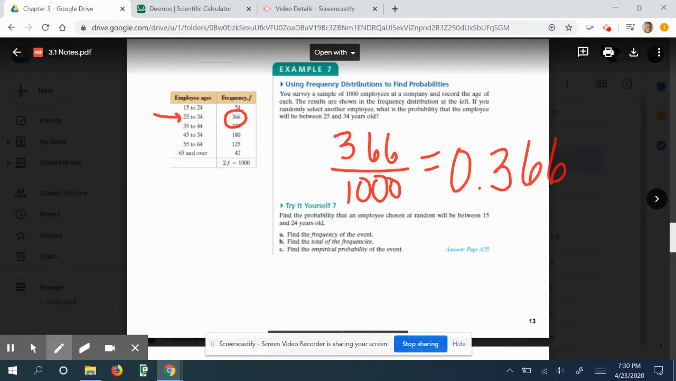All right, now in the try it yourself problem, it says find the probability that an employee chosen at random will be between 15 and 24 years old. I'll erase this to make it easier to see.